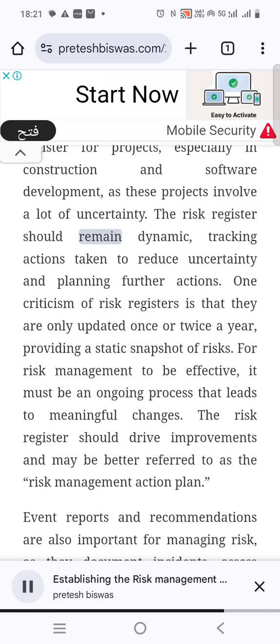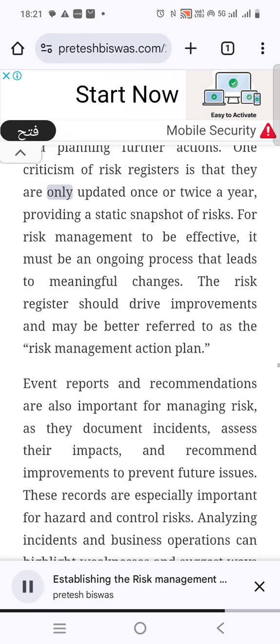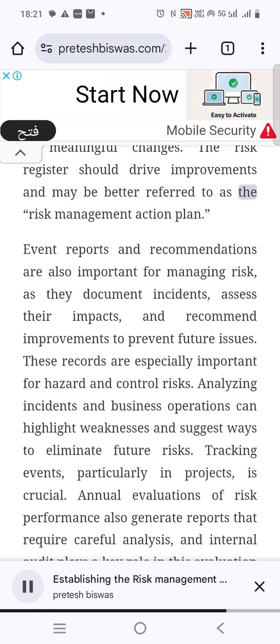The risk register should remain dynamic, tracking actions taken to reduce uncertainty and planning further actions. One criticism of risk registers is that they are only updated once or twice a year, providing a static snapshot of risks. For risk management to be effective, it must be an ongoing process that leads to meaningful changes. The risk register should drive improvements and may be better referred to as the Risk Management Action Plan.